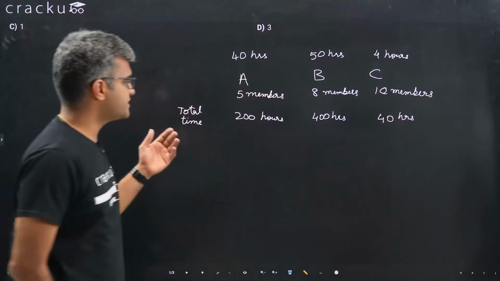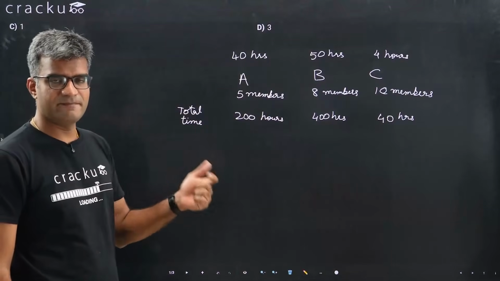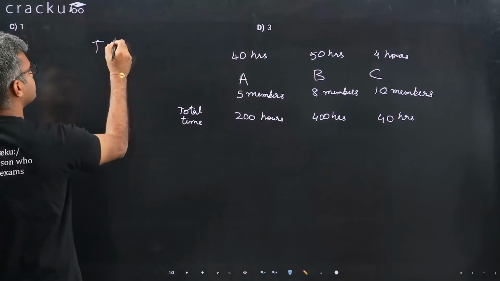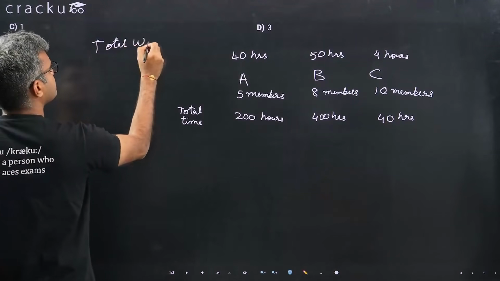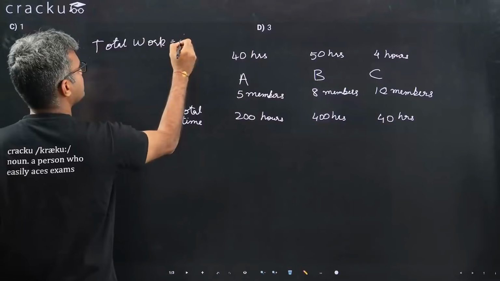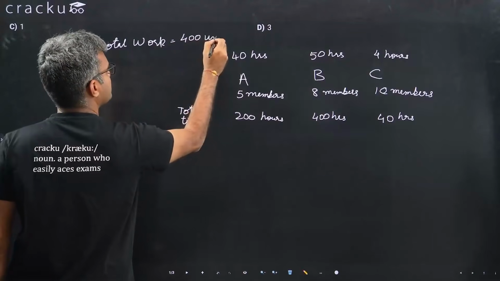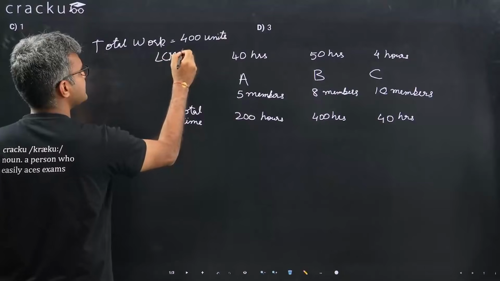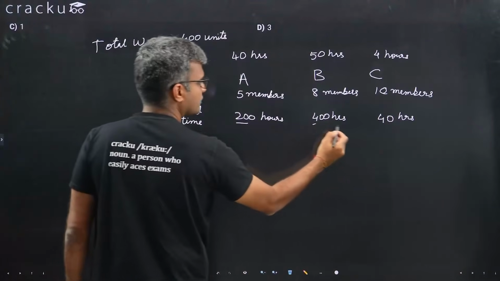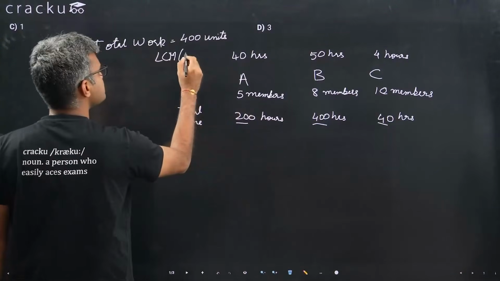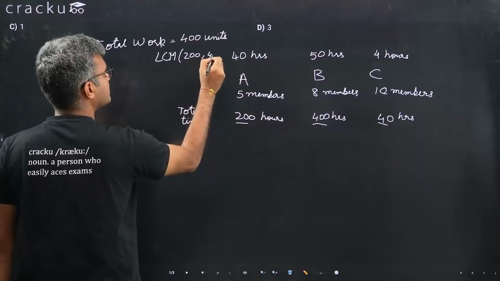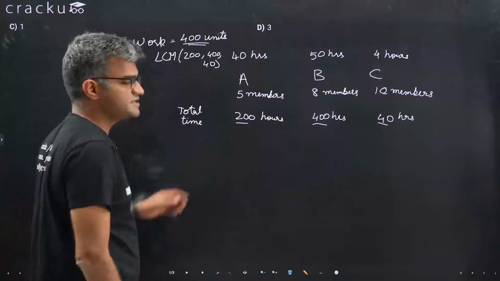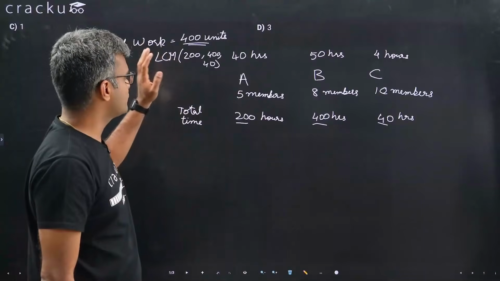Now, if you are trying to compare the efficiency of a member in A, B, and C, let us assume that the total work that needs to be done is, say, 400 units. Why did we choose 400? Because we are looking for the least common multiple, that is the LCM of 200, 400, and 40. What is the LCM of 200, 400, and 40? It will be 400. So let us assume that the total work that needs to be done is 400 units.